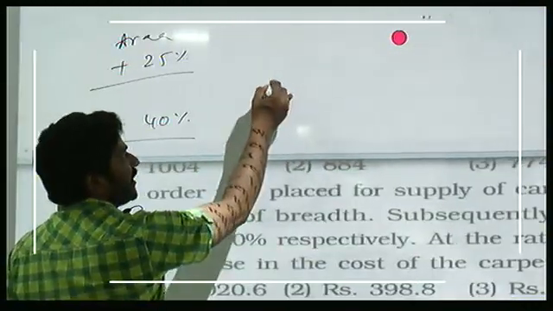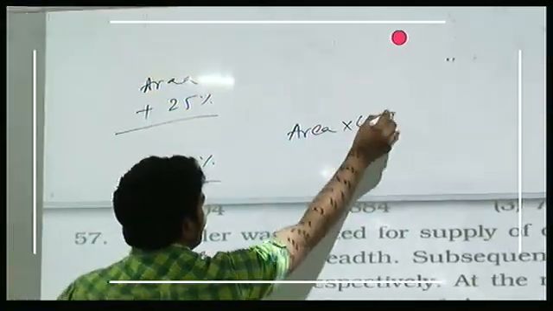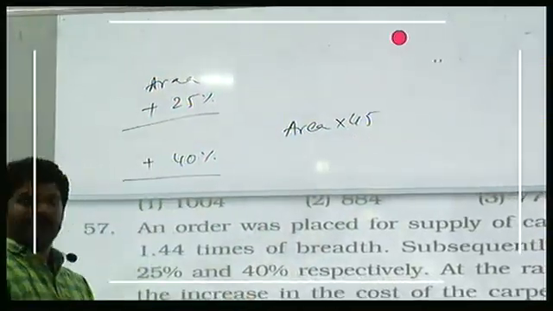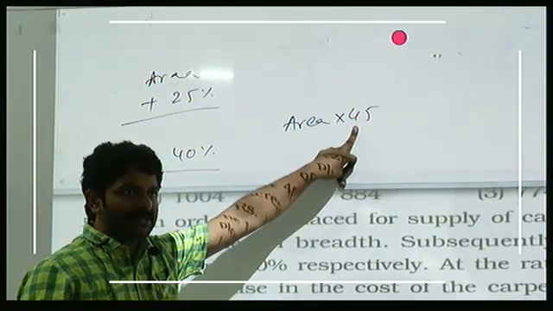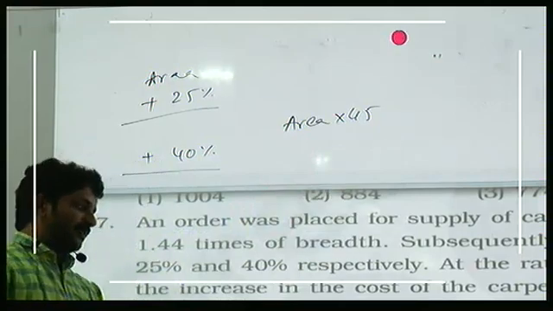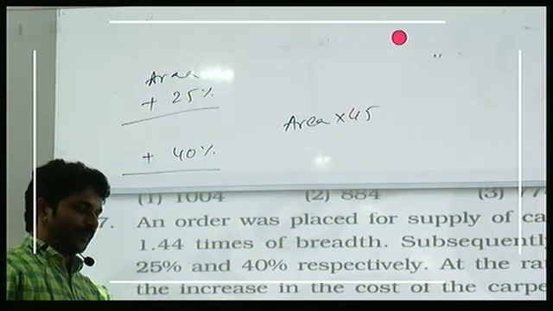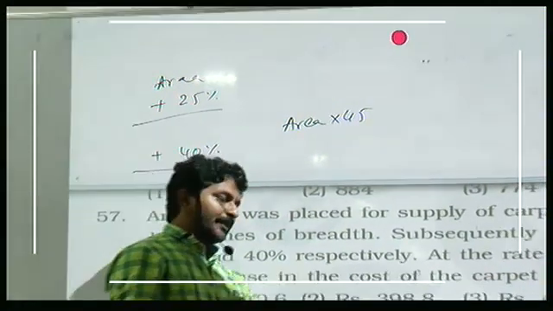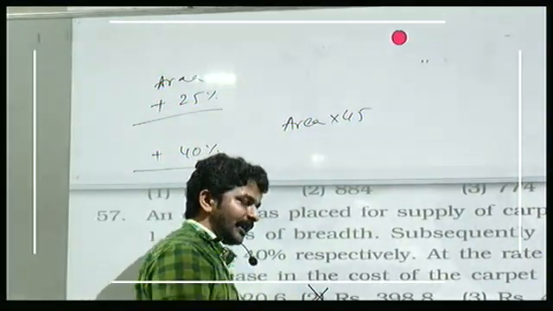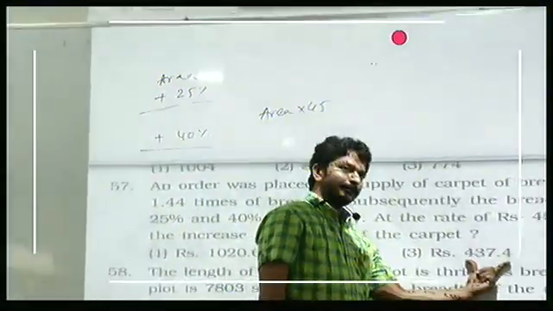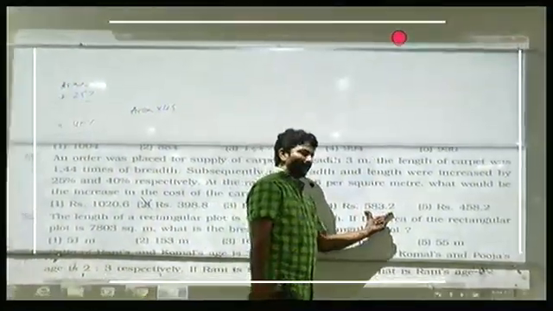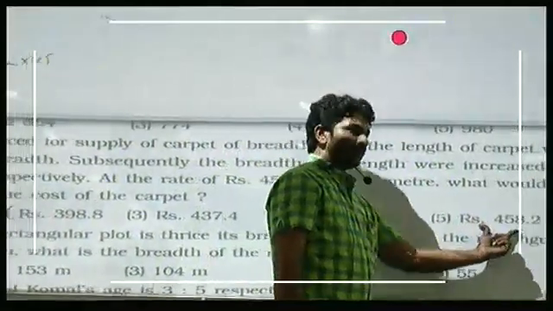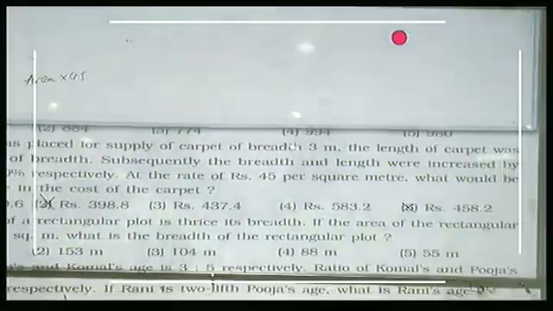So the change in area multiplied by 45 is your answer. So finally you need to multiply with 45. The answer should be a multiple of 5 or a multiple of 9. Is this a multiple of 9? No. This is not the right answer. Is this a multiple of 9? Yes, this can be your answer. Is this a multiple of 9? Yes. Is this a multiple of 9? No, this cannot be your answer. So you still have 3 options.